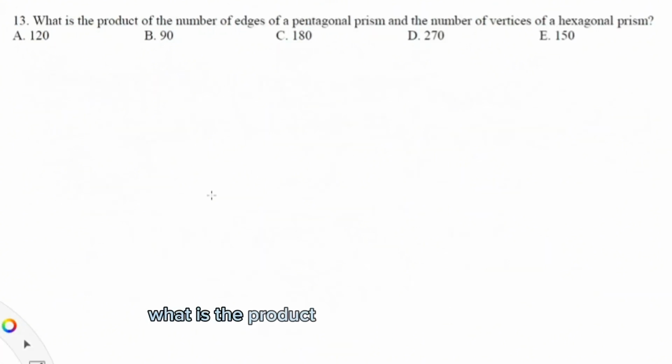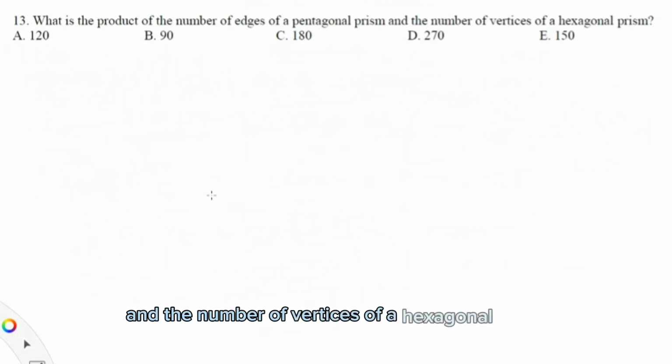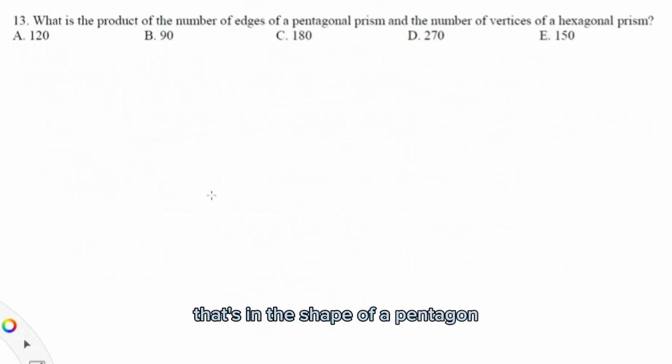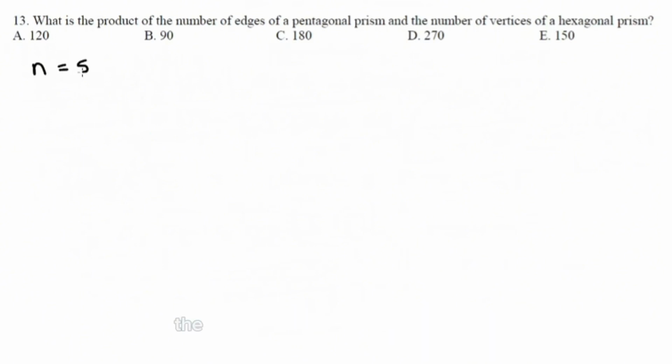Next, what is the product of the number of edges of a pentagonal prism and the number of vertices of a hexagonal prism? Alright, so a pentagonal prism, that means it's a prism that's in the shape of a pentagon. So that means that a pentagon has 5 sides. So let's say the number of sides is n, so n equals 5. The way we find the number of edges is n times 3. So in this case, there are 15 edges.